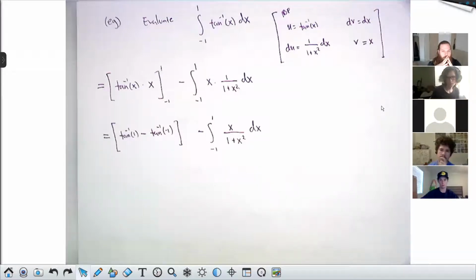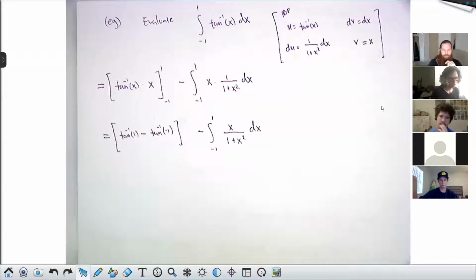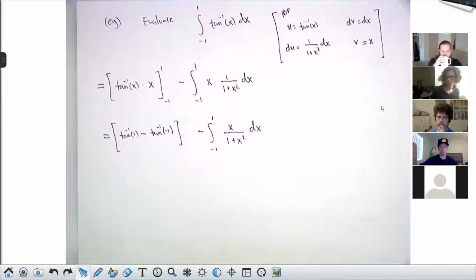It's arctan, correct? Yeah, same as arctan of 1. What is arctan of 1? It's 1, right? No, not 1. So remember the definition of the inverse trig function. This is very important.